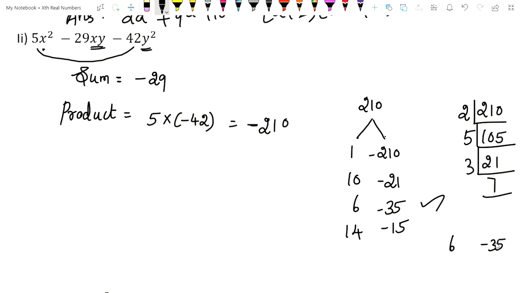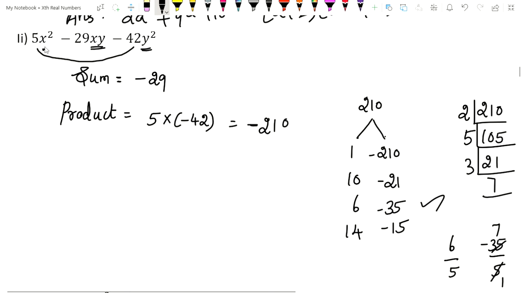After that, what you want to do, children? We have to see the coefficient of x square. Except 1, whatever number is there, you want to divide these factors. So here 5 is there, so divide by 5. 5 ones are 5, 5 sevens are 35. So what are the factors here? Minus 7 and another one is 6 by 5.